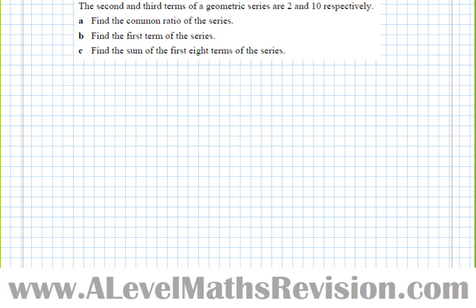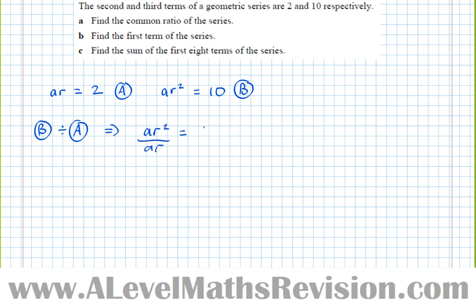So what we're actually going to do is take the equation with the highest power of R and divide it by this one here. Rather than add or subtract equations, we're going to divide. We're going to do B divided by A, and I've chosen B because it has the highest power of R, and you'll see why in a second. B divided by A implies that the left hand side becomes AR squared over AR, and the right hand side becomes 10 over 2.